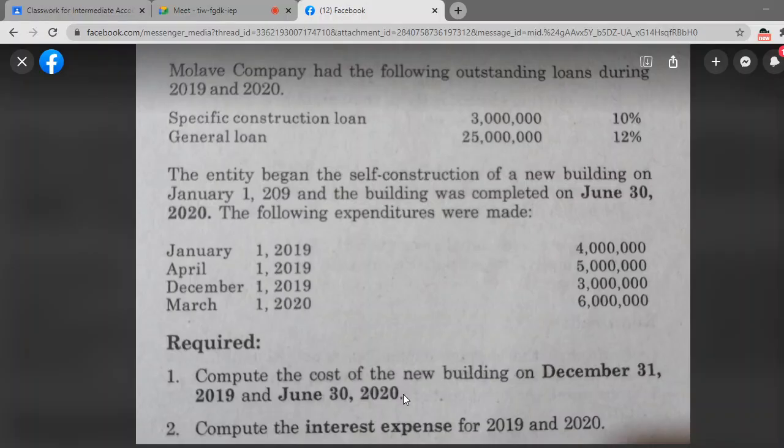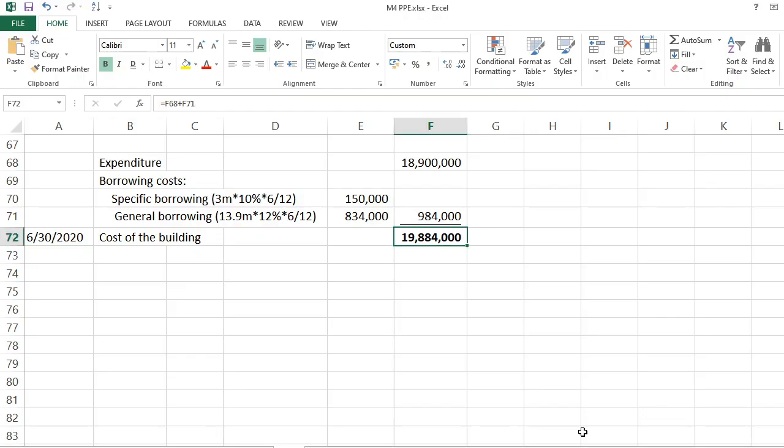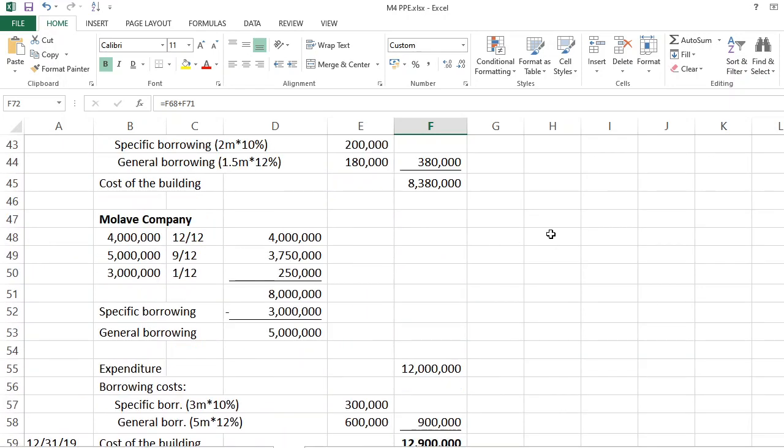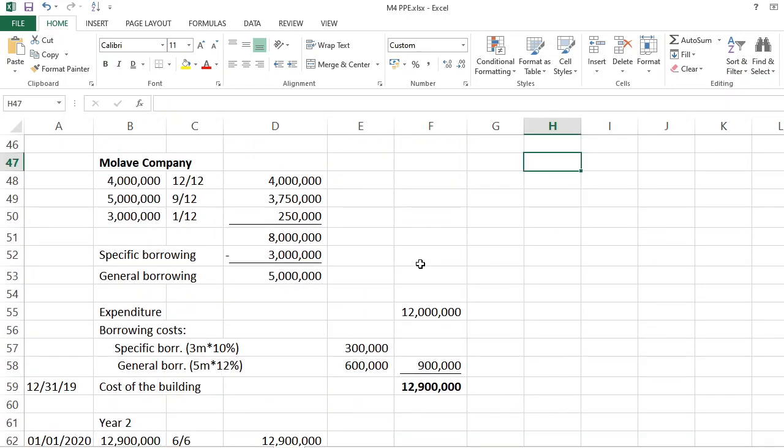Now, for the next question, compute the interest expense for 2019 and 2020. Okay, interest expense. In 2019, balikan natin si 2019, ang interest expense na lang dinhi ang kadtong wala na gamit for the construction of the building. Okay, again, ang wala na gamit for the construction of the building. Let's begin with our specific borrowing.